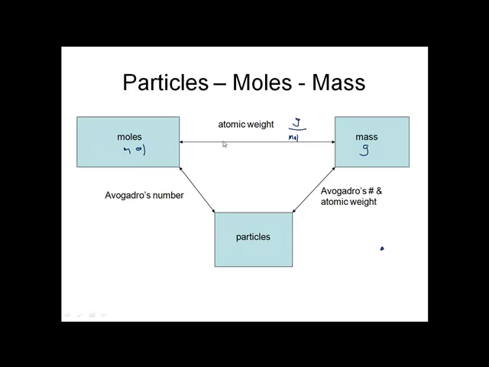If we wanted to go from moles to mass, we would multiply by our atomic weight, right? Our moles would cancel out and we'd be left with grams. If we wanted to go in the reverse direction, we would divide by the atomic weight.